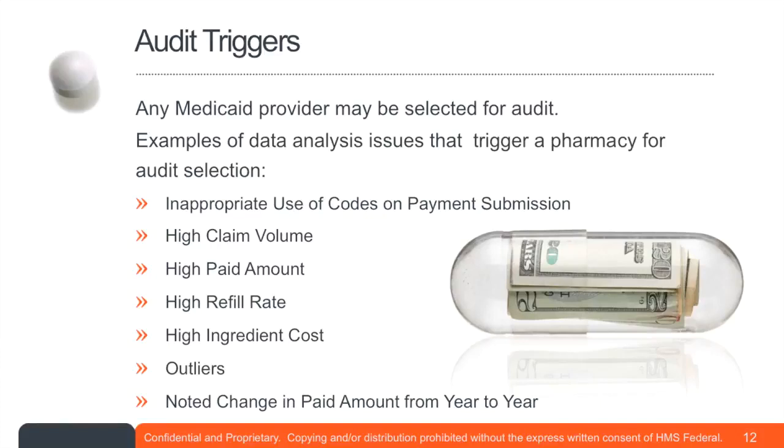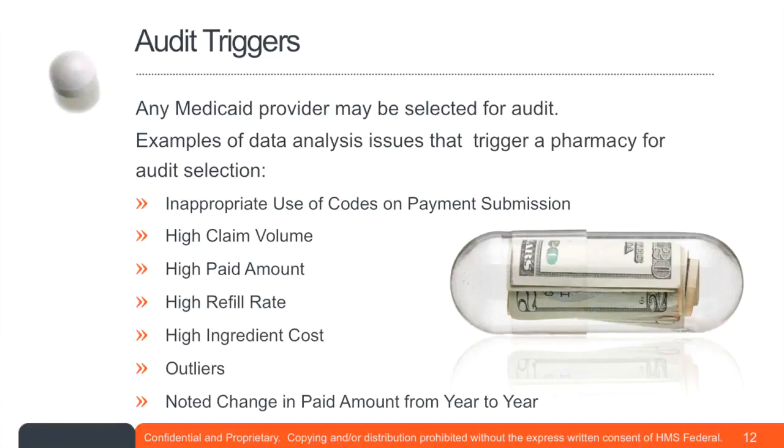So whenever adjudication takes place, the information that's adjudicated is kept on file in a database by CMS. And so if there are certain codes that are maybe overused or maybe inappropriate, that could be a trigger. A high claim volume, so the pharmacy may not be doing anything wrong at all, but there's a noted high claim volume. It's maybe an outlier. This particular pharmacy has a greater claim volume than other pharmacies.